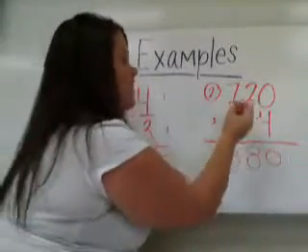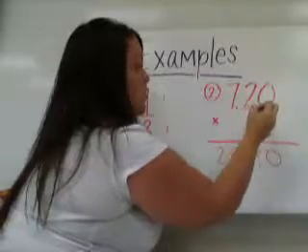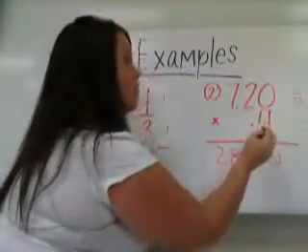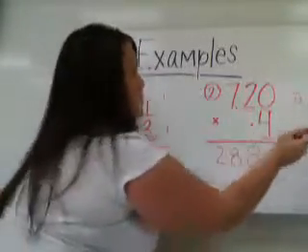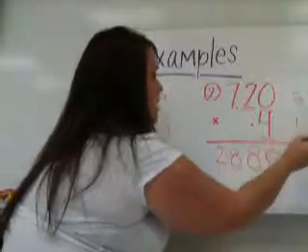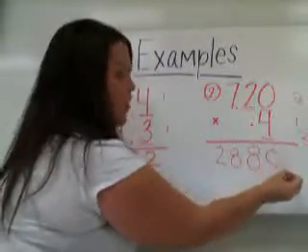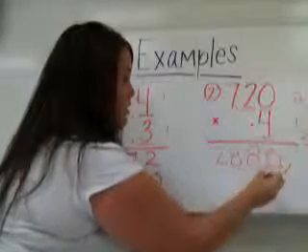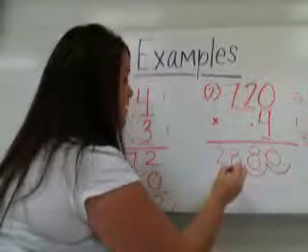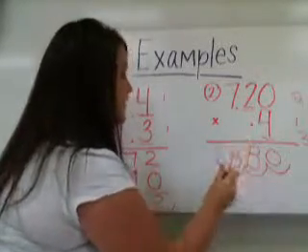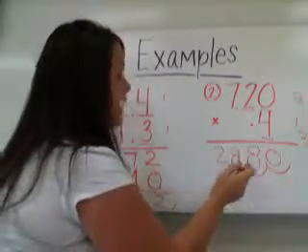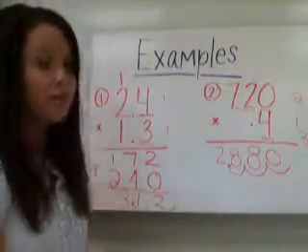Now, if you look at this number, 7 20/100 has 2 numbers behind the decimal. 4/10 has one number behind the decimal. 2 plus 1 is 3. So we're going to start over here all the way to the right, and we're going to move 1, 2, 3 spaces. This number now reads 2,880,000.